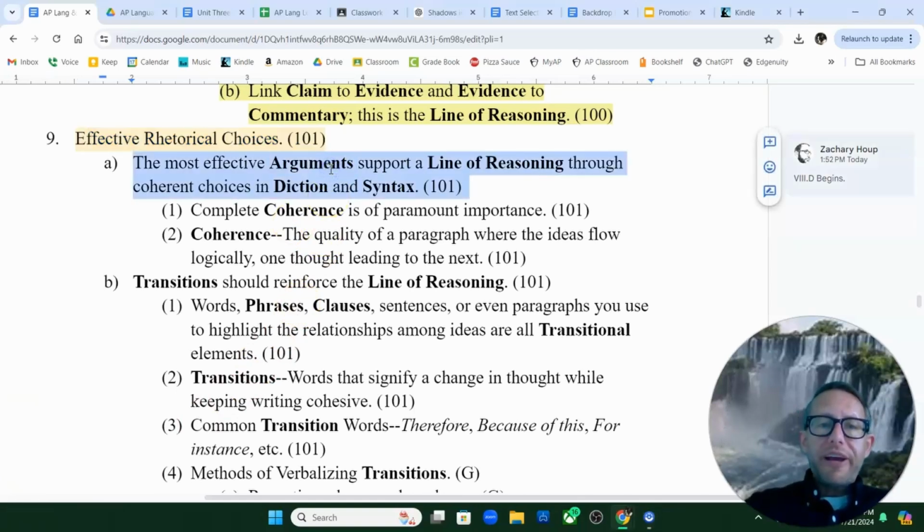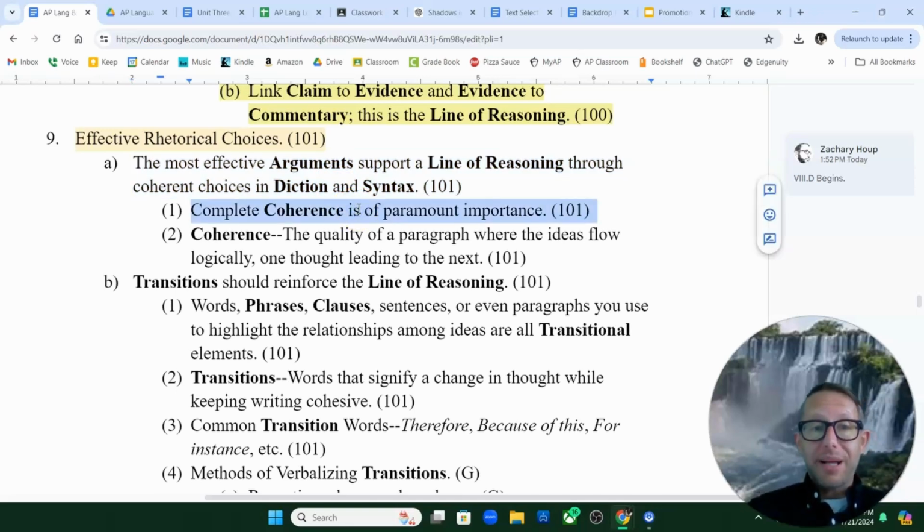So remember that the most effective arguments support a line of reasoning through coherent choices in diction and syntax. So we know that diction means word choice. We know that syntax means word order. And we're just choosing the diction and the syntax that really helps the argument the most, that facilitates that line of reasoning, connecting the dots between all of our different elements without fail. Okay, so really thinking about what words do I want to use that aren't going to alienate my audience and are going to welcome them? What syntax am I going to use that accomplishes all of the goals that I'm setting for myself?